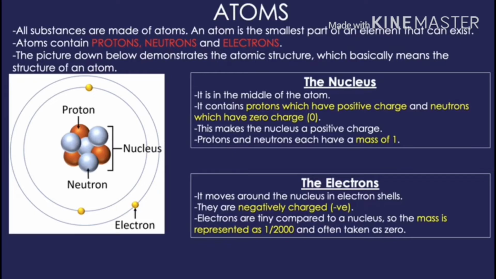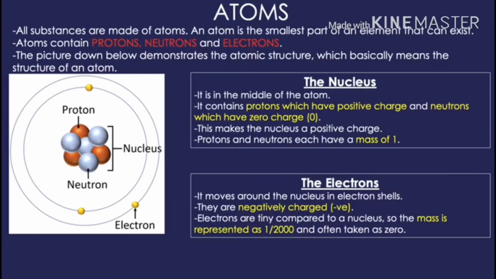So, inside the atom you have the nucleus. The nucleus contains protons and neutrons. Protons are positively charged and neutrons have a charge of 0. This makes the overall charge of the nucleus positive. Protons and neutrons each have a mass of 1, so this basically means that protons and neutrons are quite heavy.